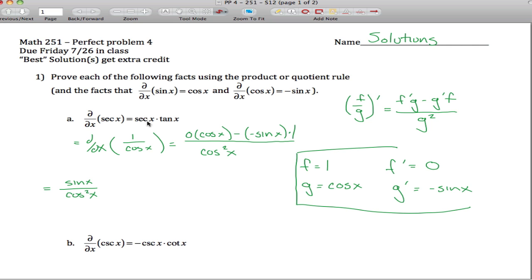It wants us to show that that's equal to secant times tangent, so hopefully this is equal to secant times tangent. The way we can show that is we can say sine over cosine squared is the same as sine over cosine times cosine. And I can write it like this. And sine over cosine is tangent, 1 over cosine is secant. So what we have here is secant of x times tangent of x.